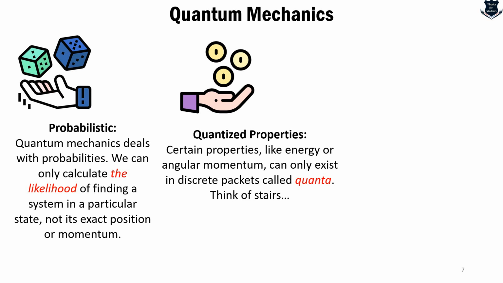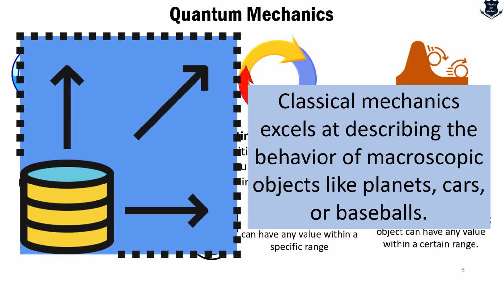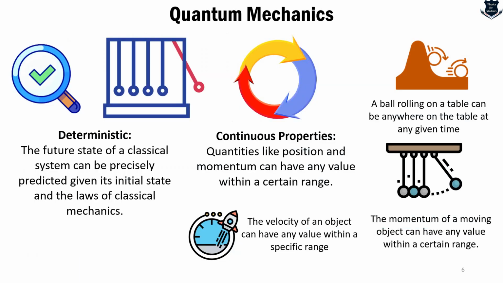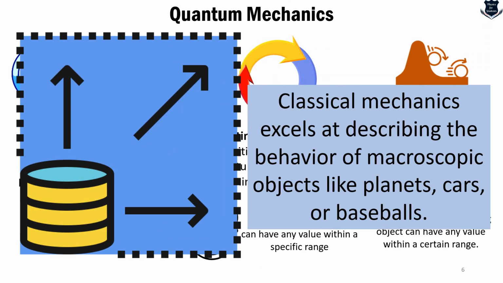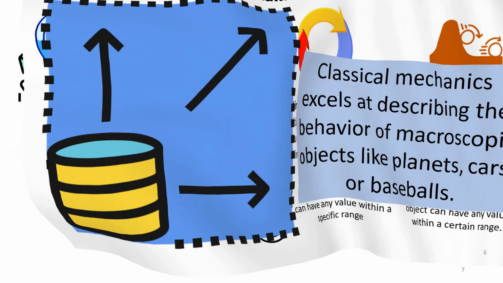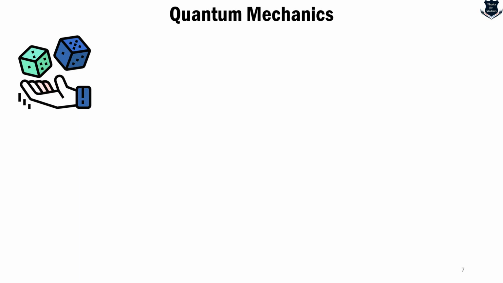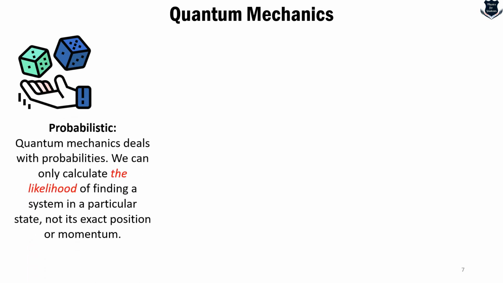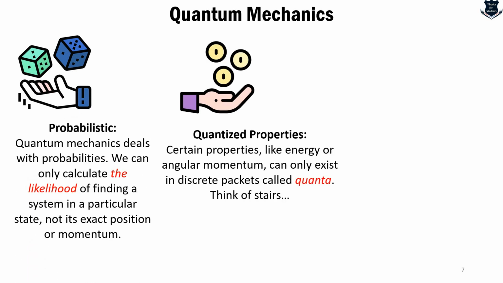Now let me go back to the earlier part. Here you see I said that it can be anywhere, it can carry any value, and so on, and it defines things at a macroscopic level. But when we come to the microscopic level, we already saw that it shows the likelihood. And most importantly, this cannot have any value. That is why it is called quantized. That means it can only exist in discrete packets, and these are called quanta.